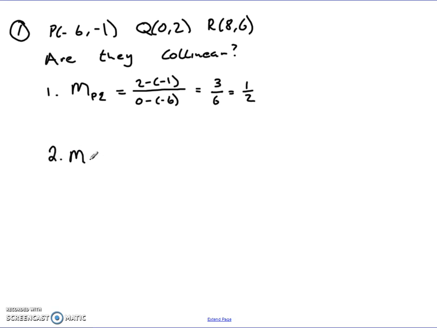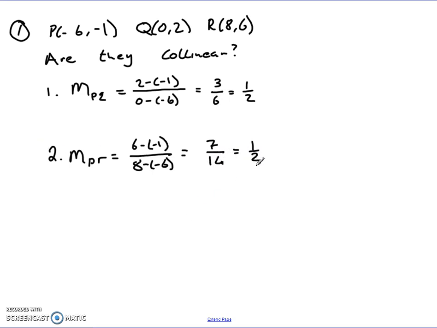So let's start by doing the gradient from P to R. So we'll take the very end point. So we'll do the gradient from here to here. I do 6 take away negative 1 over 8 take away negative 6. 6 minus minus 1 gives you 7 over 8 minus minus 6 gives you 14. So my gradient there is a half.